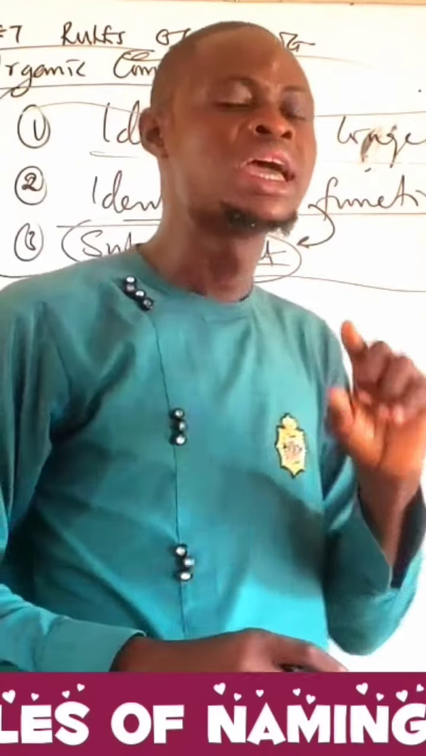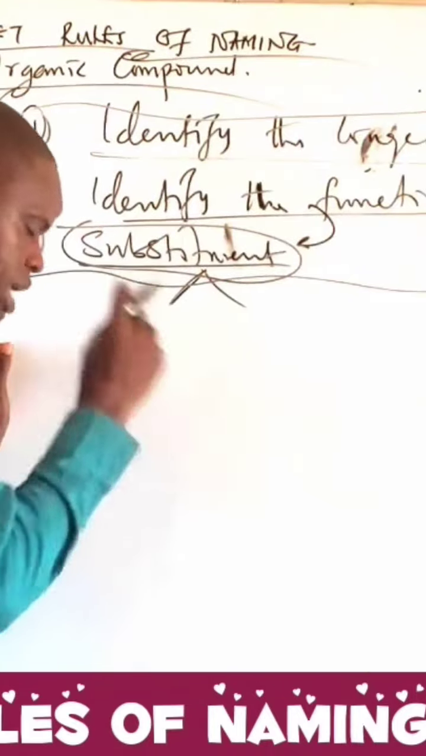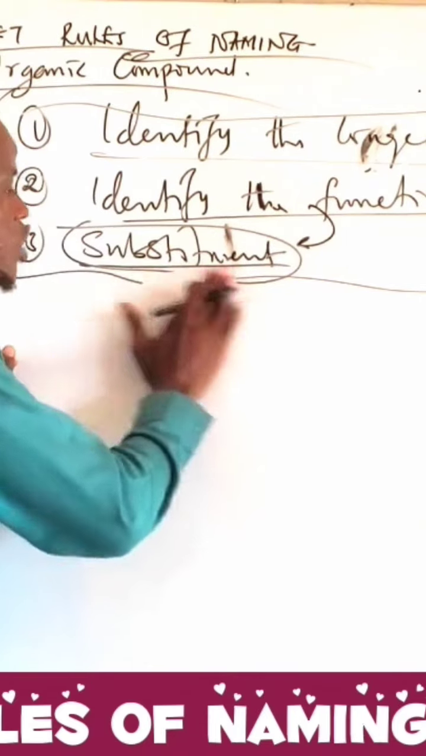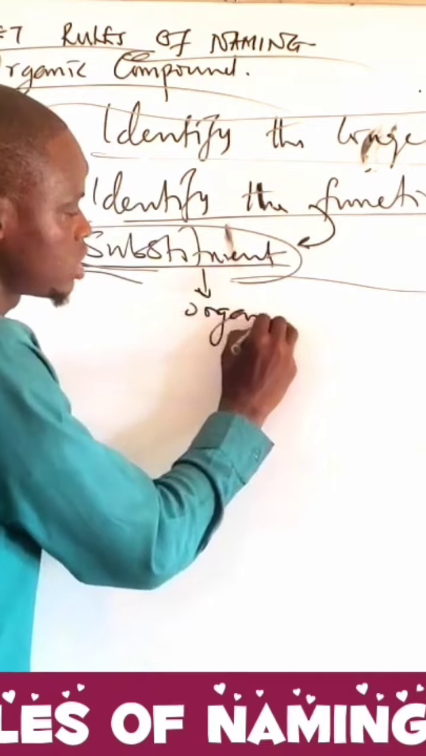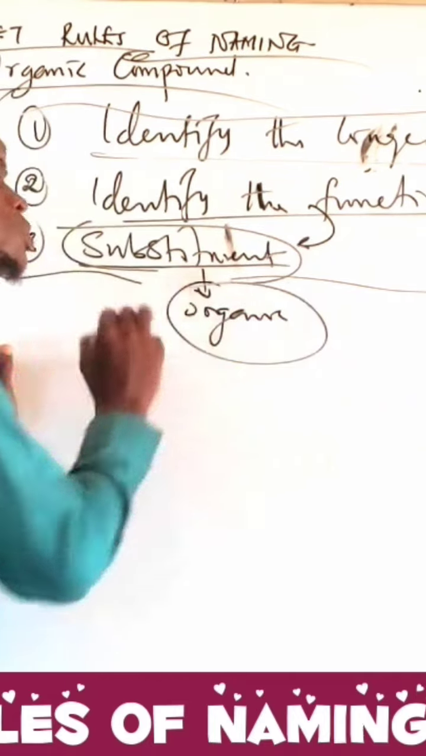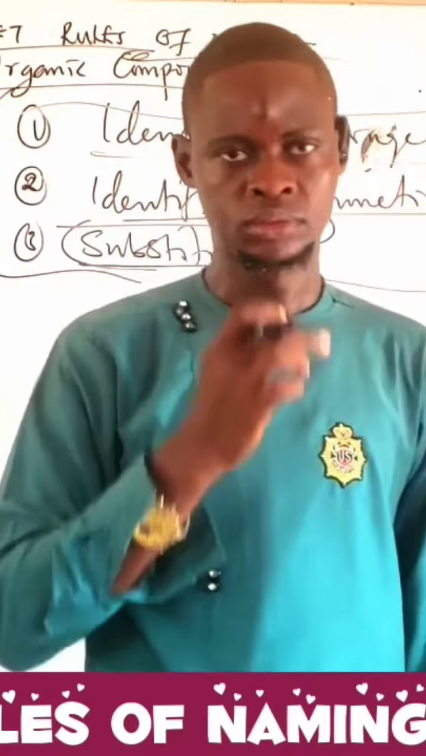Must be given the lowest numbering. Okay, let me take it like this so that we don't get confused. If the substituent that is here is only an organic substituent, then that substituent must be given the lowest numbering. It must be given the what? The lowest numbering of carbon.